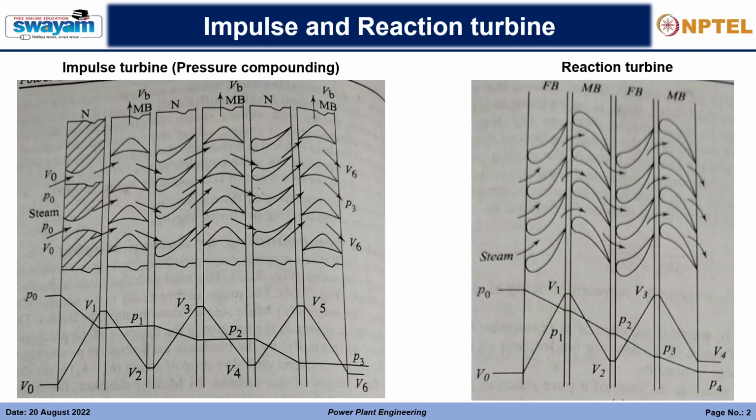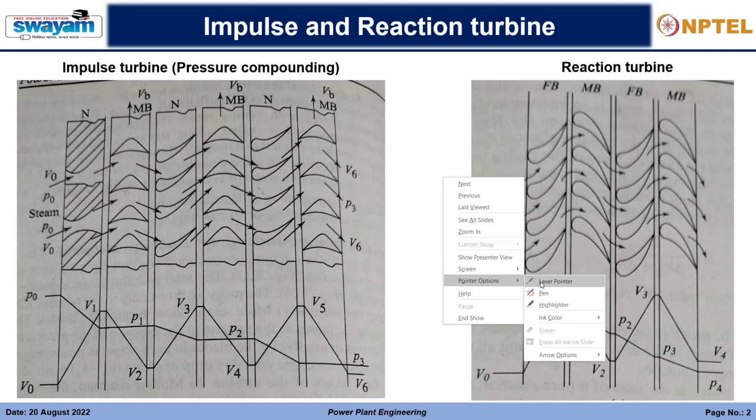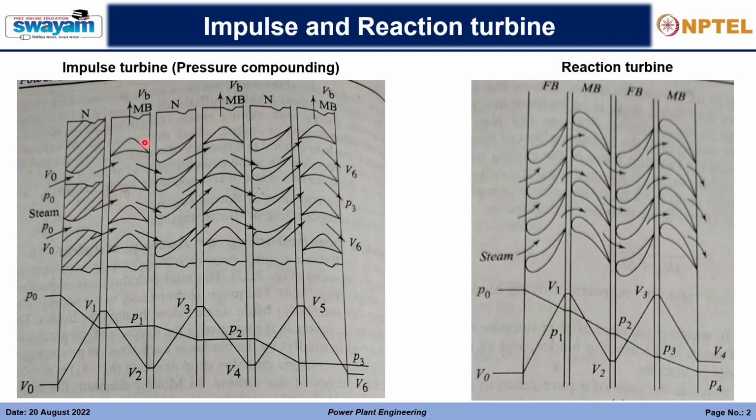First of all, I want to just refresh your memory. I'm showing here the impulse and reaction turbines, how they exactly look. So this is an impulse turbine, and you see that there is a nozzle, and in the nozzle the gas expands, and accordingly the velocity increases. So this high-velocity steam goes into the moving blades, which are fixed to the shaft.